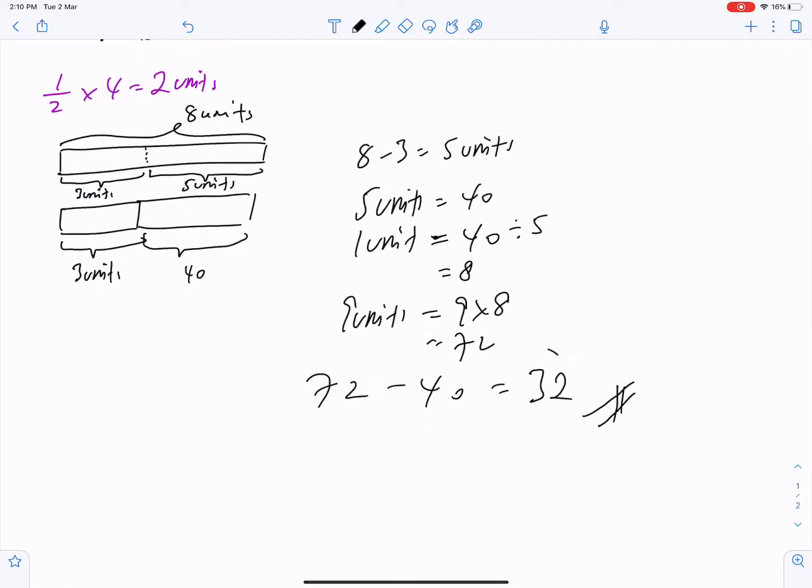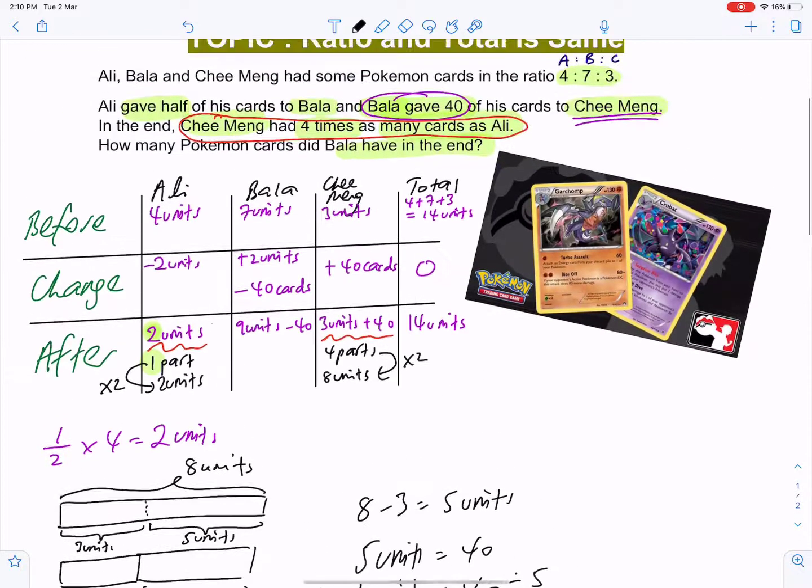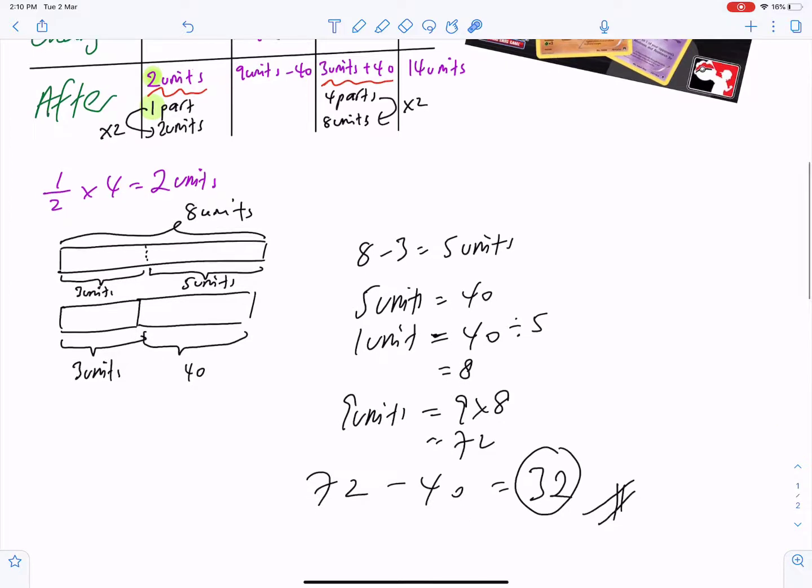Alright, so that's how we can approach this question. Again, drawing and fully understanding this BCA table is important. Even if you have to do it 1, 2, 3 times more, go ahead and do it. There's no harm there. If you understand this table, next time when such questions come up, you are more confident to tackle it.